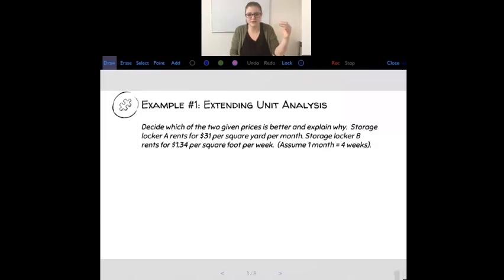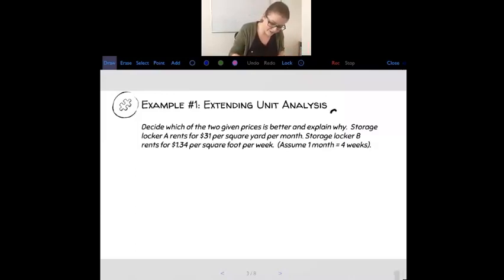You can take storage locker A and make it look like the units for storage locker B, or the other way around. Ultimately, in the end, we should get the same result for which one is better, and the justification would depend on which way you decided to convert your units. So I'm going to convert storage locker B into square yards per month because the way I picture it is per week, I pay it 4 times and I know the price per month. Okay, so I like multiplying rather than dividing.